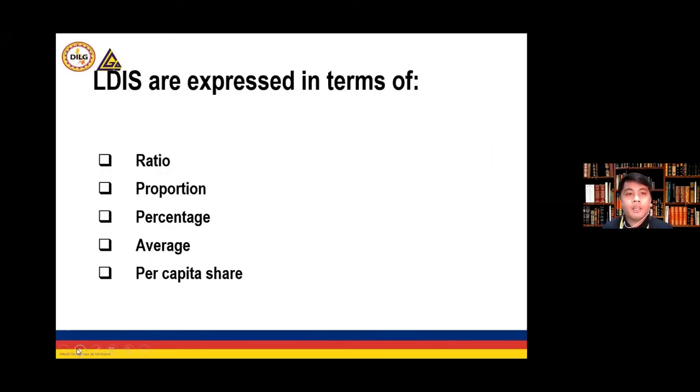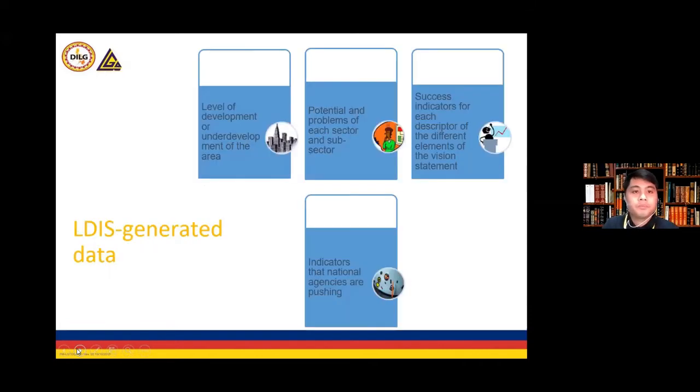Okay, LDIs are expressed in terms of ratio, proportion, percentage, average, and per capita share. So these are the kinds of data that we need to gather, depending on the indicator that is applicable to your LGU. So, LDIs generated data, it helps us. What is the importance of that? It helps us to determine the level of development or underdevelopment of your area.